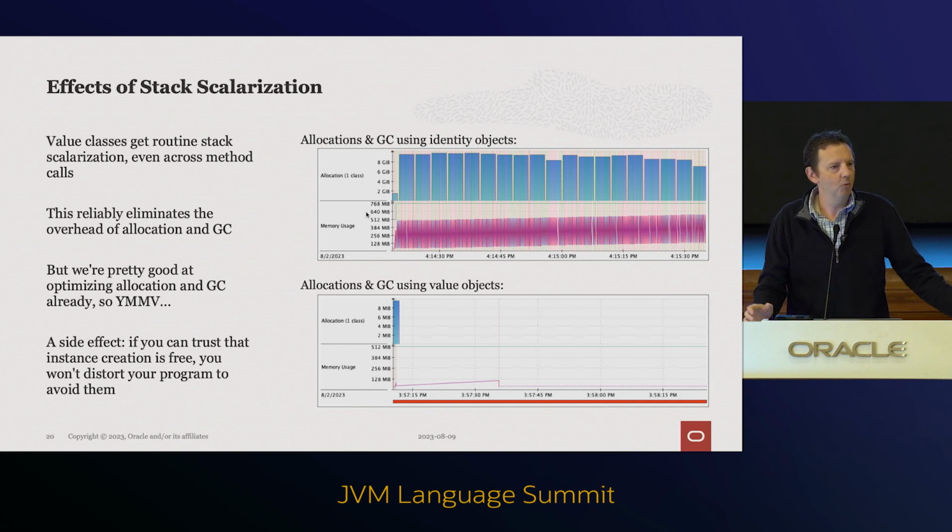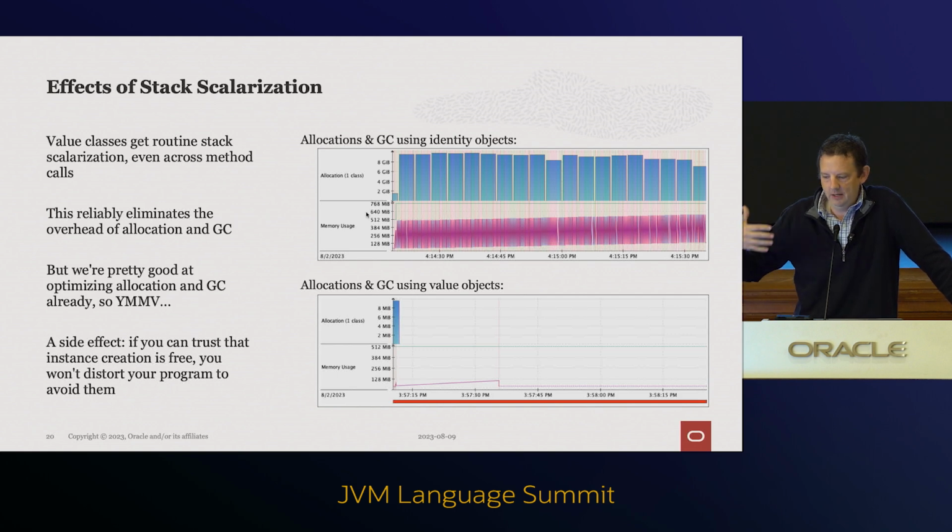Depending on what you do and what else is going on in your VM at the time, that may or may not be a problem to be allocating all these objects. The good news about value objects is when I do all those allocations, it's just free. There's no GC happening. There's no allocations happening after warm-up. So that's nice and clean.